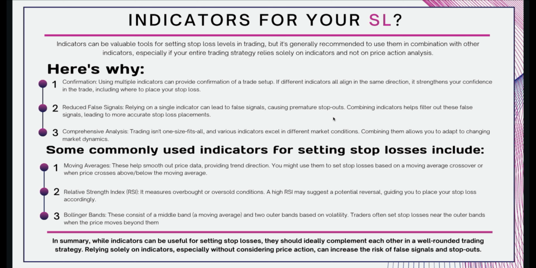Now, causing premature stop outs. Combining indicators helps filter out these false signals, leading to more accurate stop loss placement. Comprehensive analysis. Trading isn't one size fits all, and various indicators excel in different market conditions. Combining them allows you to adapt to changing market dynamics. Now, some commonly used indicators for stop losses include moving averages, RSI, Bollinger Bands. In summary, while indicators can be useful for setting stop losses, they should ideally complement each other in a well-rounded trading strategy. Relying solely on indicators, especially without considering price action, can increase the risk of false signals and stop outs.